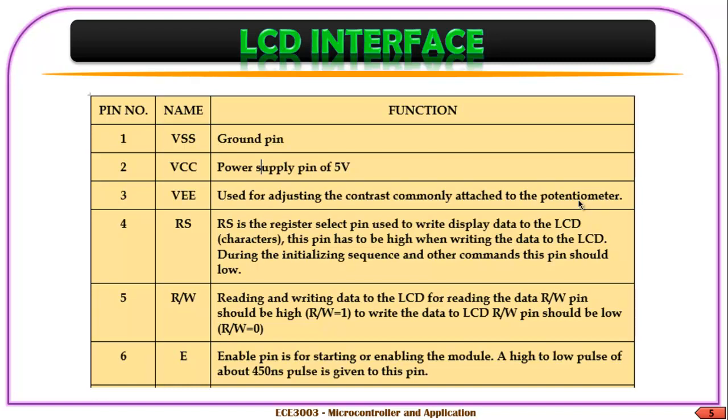And the next three pins, RS, RW, enable. Those are the very, very important pins when you're working with LCD. RS, the register select, is the pin used to write display data to the LCD. This pin has to be set to 1 when writing the data to the LCD. So whenever you're trying to perform an operation onto the LCD screen, we must select the register select. If you're selecting RS value equal to 0, it's going to behave in some fashion. If you're selecting RS value equal to 1, it's going to behave in some other format.